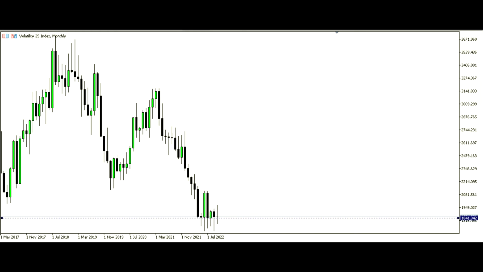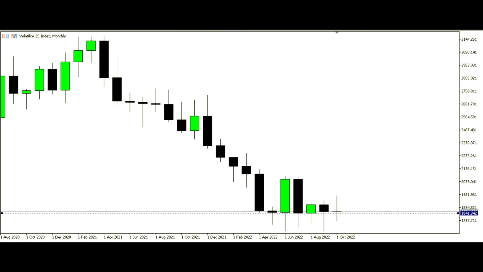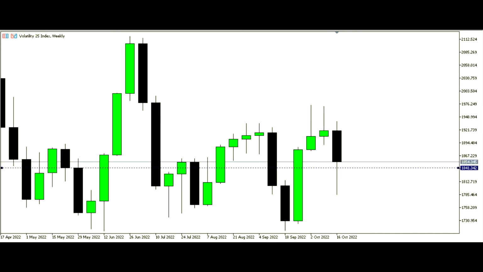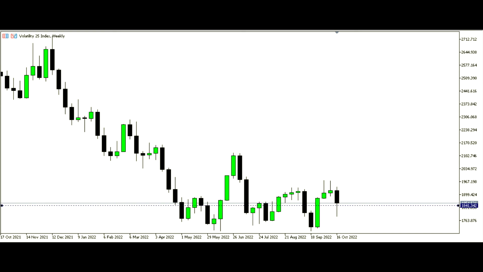Okay, so let me zoom out. So below this area, what is actually happening? Let's take our time and go down. This is a monthly candle. Let's go down to the weekly time frame and see for ourselves what's actually happening below that area.